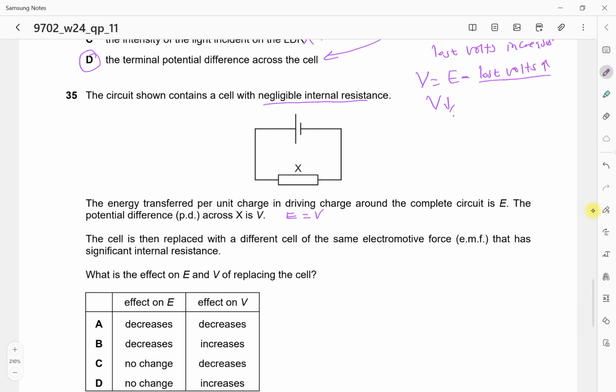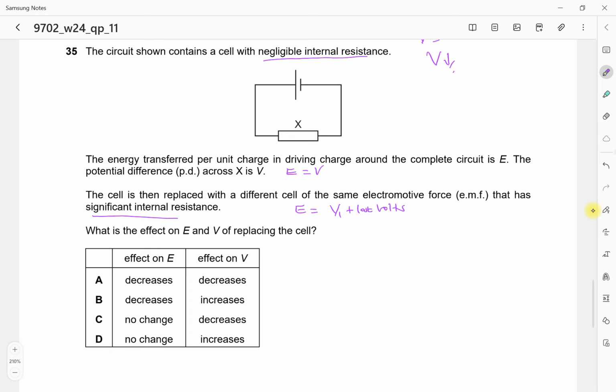The cell is then replaced with a different cell of the same EMF that has significant internal resistance. So this time, the same EMF E is going to be equal to the terminal PD, let me call it V1, plus the lost volts. What is the effect on E and V of replacing the cell?